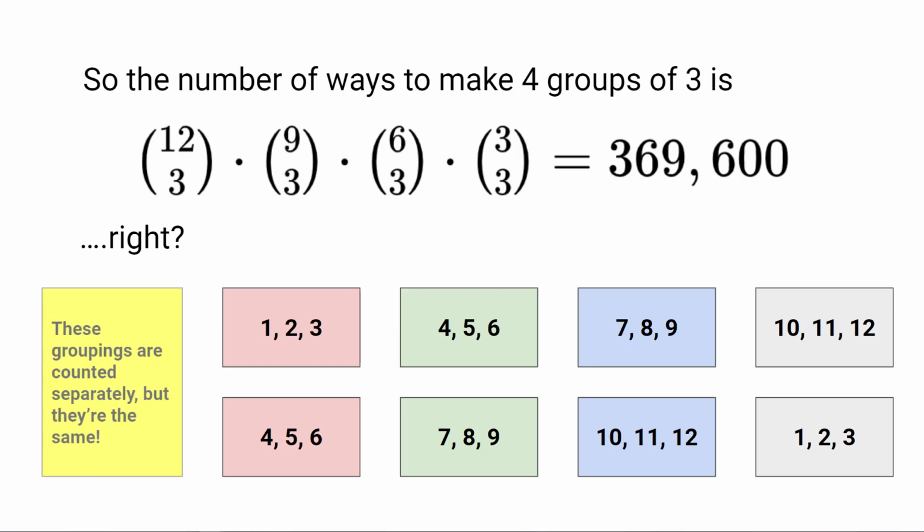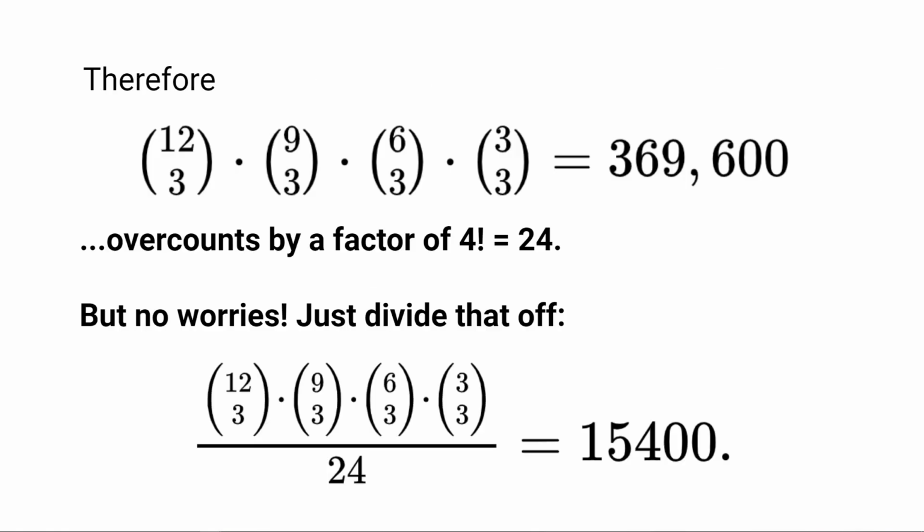But this is not any different than the first collection of groups because I'm not putting the groups themselves in any kind of order. So the number I came up with earlier is an overcount. In fact, it overcounts by a factor of 4 factorial, which is the number of ways to rearrange the 4 groups themselves. So my final answer has to take this number and divide by 24, and that gives me 15,400.